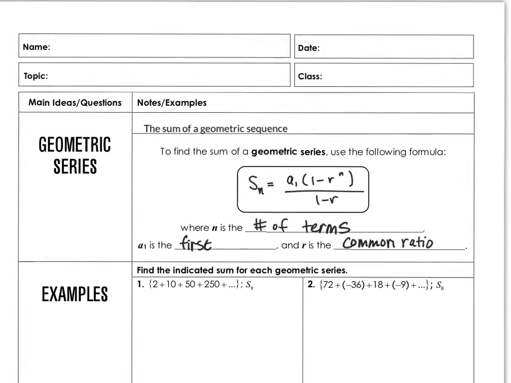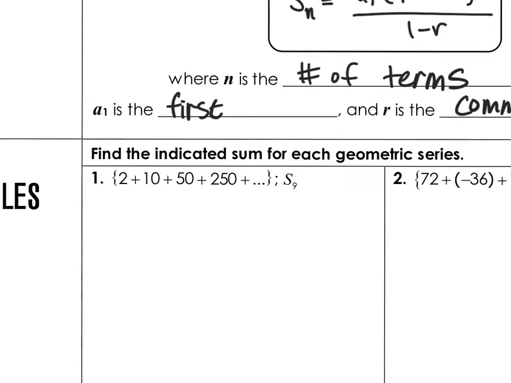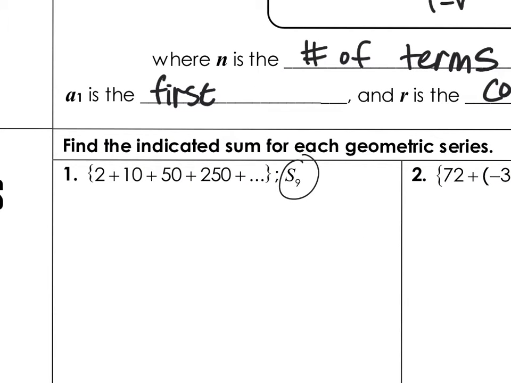So when we're looking at the examples, like on this first part, on number 1, they're telling us to find the sum of the first 9 terms. So the sum of the first 9 terms would be our first term, which we see is 2, times 1 minus r. Well, you have to figure out what r is.